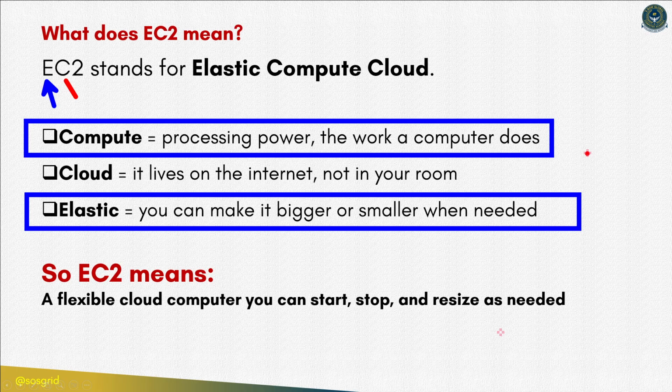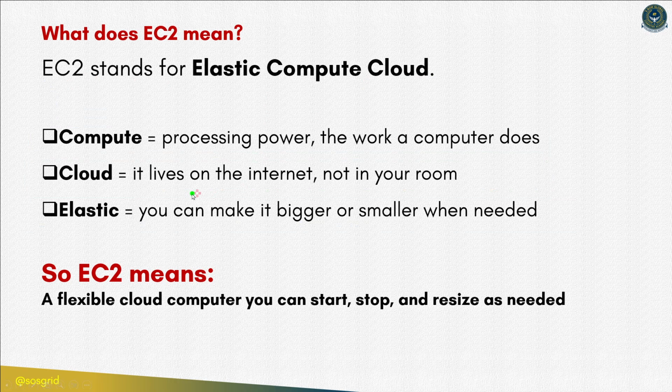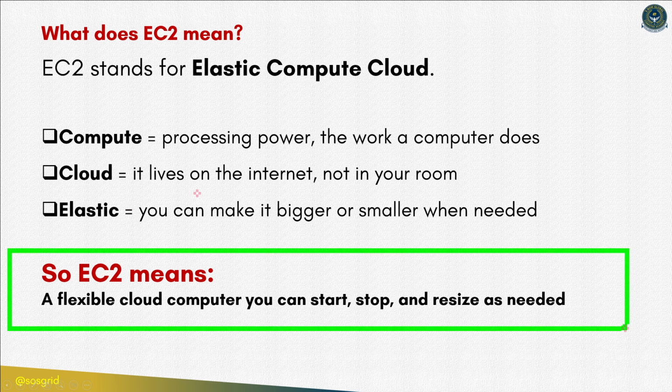If you're doing something simple, there's always that higher processing power if you need it. And the cloud, which is the last one here in this case, simply means it lives on the internet and not in your room. That's where the cloud is. So in simple terms, EC2 is just a flexible cloud computer.